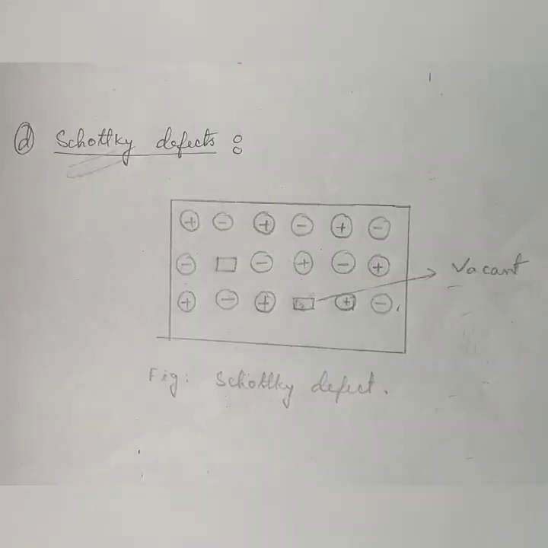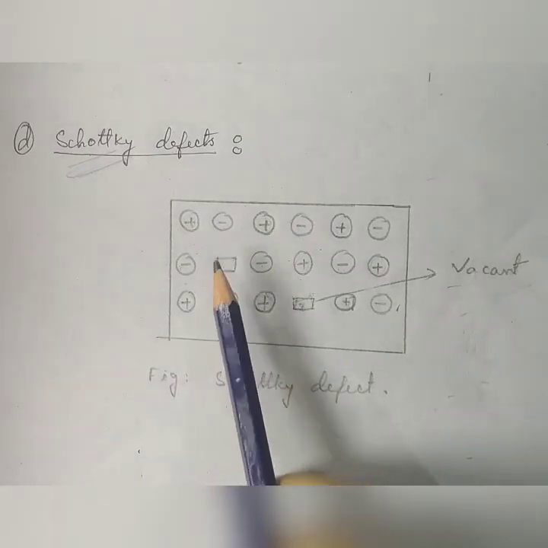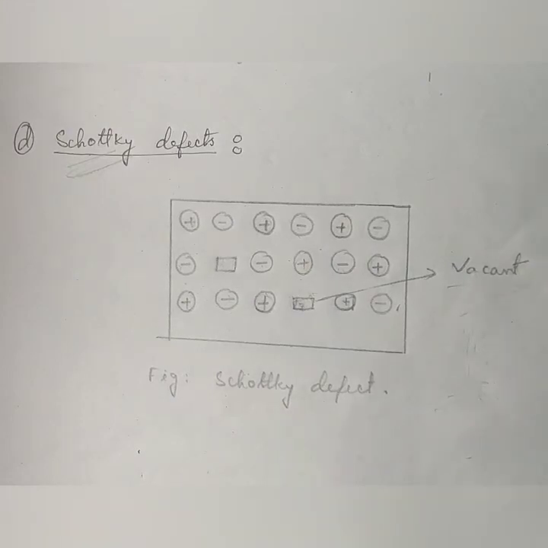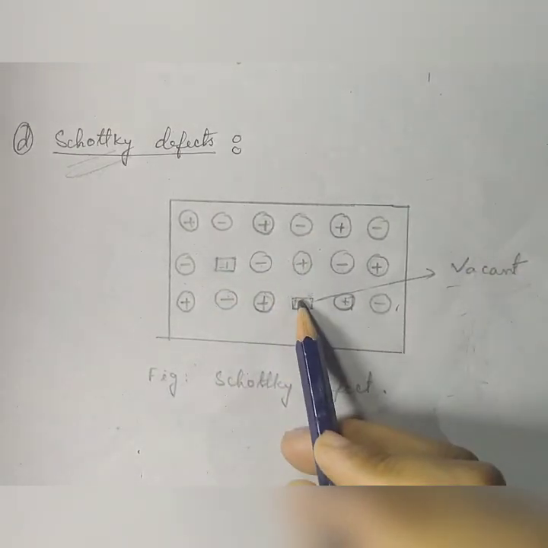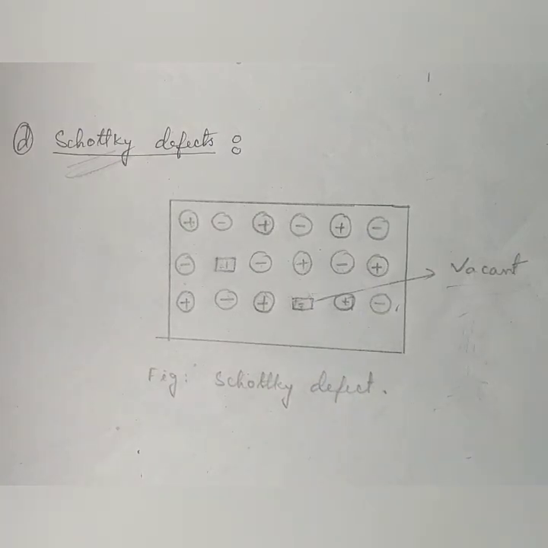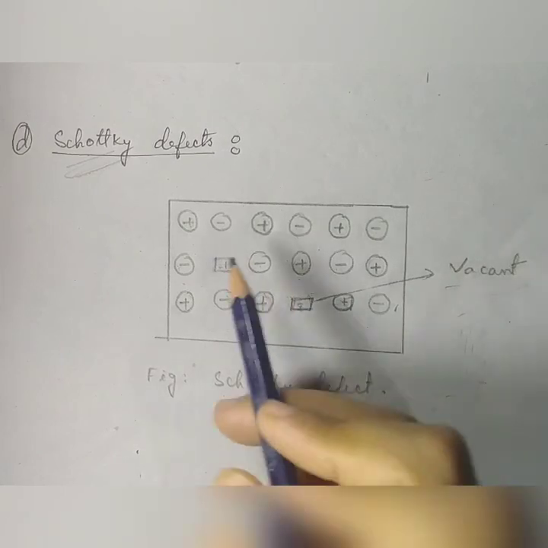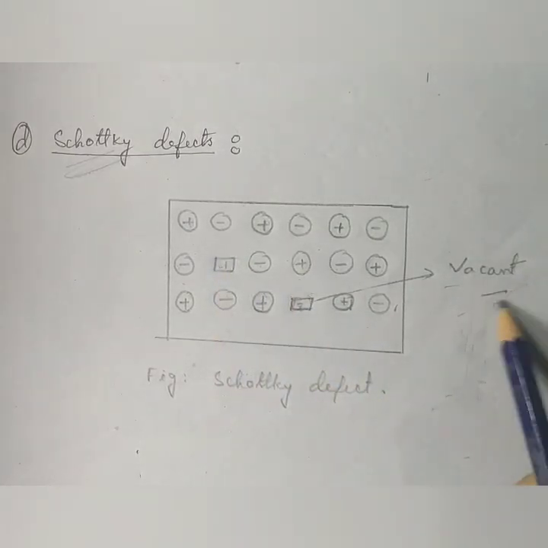Schottky defect. Now the Schottky defect mainly occurs due to the missing of an equal number of cations and anions. That means here the number of missing cations and anions are equal. If you look at this structure, you will see that one of the cations from this position is missing and one of the anions from this position is missing. That means the numbers of missing cations and anions are equal. These positions remain vacant.